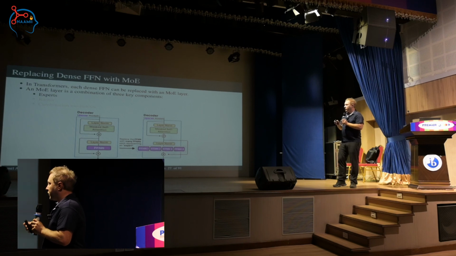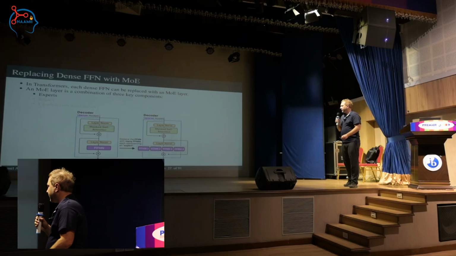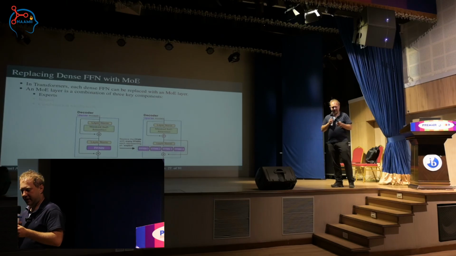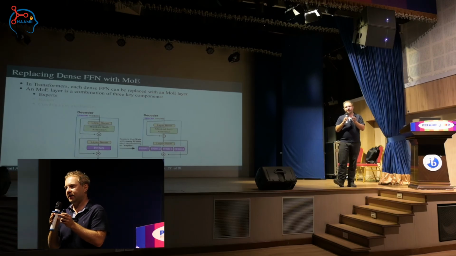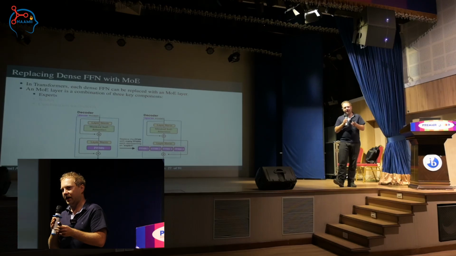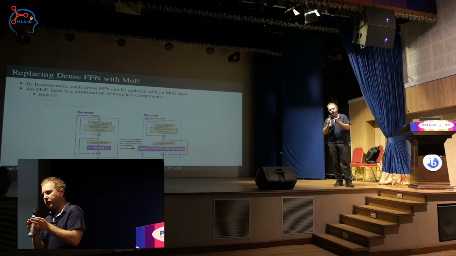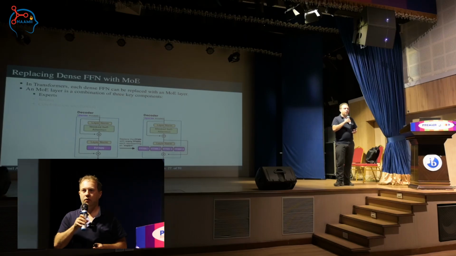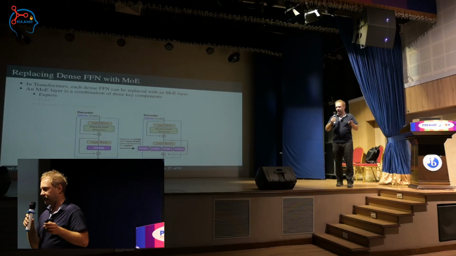So an MOE layer consists of three elements. The first one is experts. So experts are the FFN layers. They correspond to the models that in the beginning I was telling you about. Instead of one model, we have several models. So in transformers, we can say that instead of one FFN layer, we have several FFN layers that we can choose from.